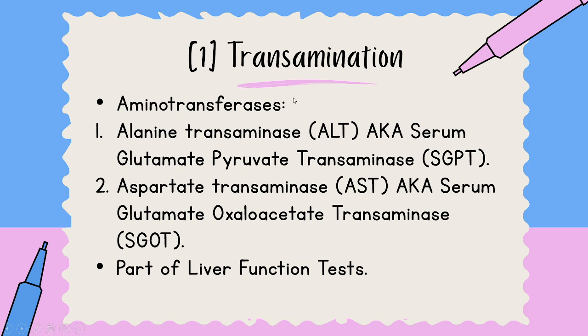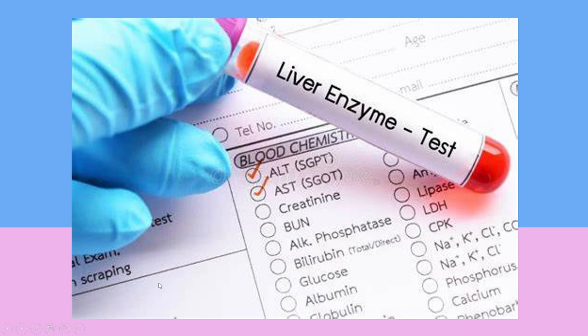Transaminases or aminotransferases, the most important ones here are alanine aminotransferase, abbreviated as ALT. It is also known as serum glutamate pyruvate transaminase, SGPT. We have also aspartate transaminase, AST, also known as serum glutamate oxaloacetate transaminase, SGOT. These are part of a group of tests known as liver function tests. So when a liver function test is requested, it usually includes testing the enzymes ALT and AST.